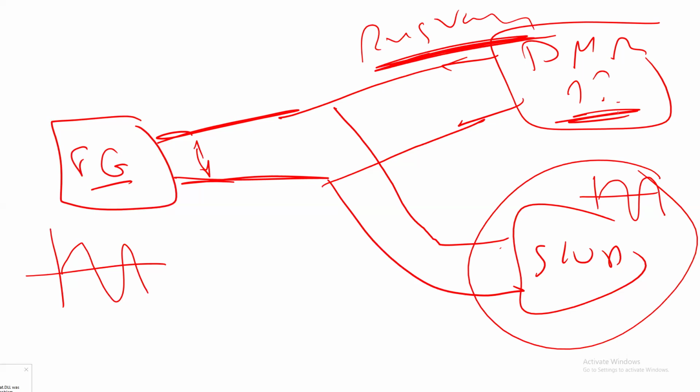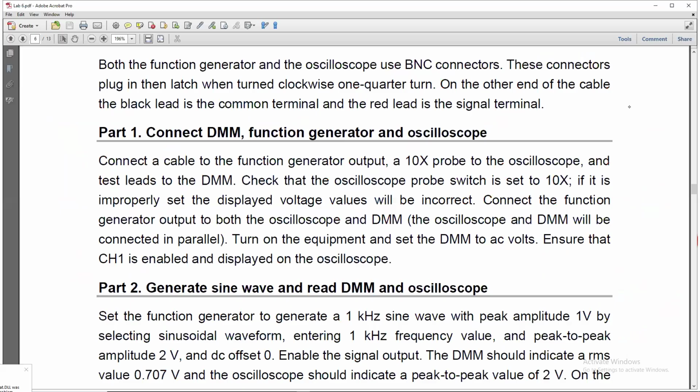But the DMM is going to give you just a number. DMM here means a voltmeter, right? You are going to get just a number, and this number is actually the RMS value. This is the purpose of the first part of the lab. So the first part is just to make this connection.